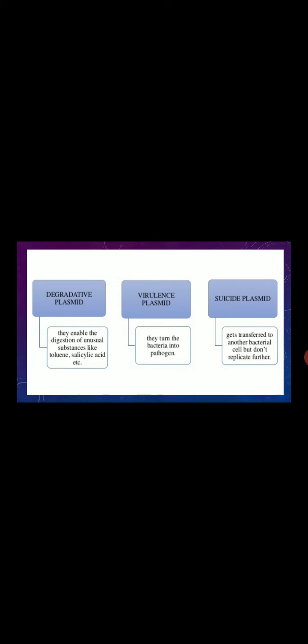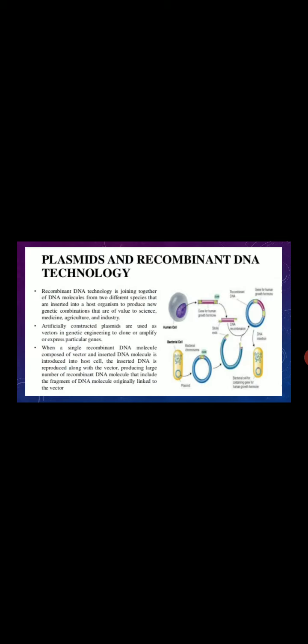A degradative plasmid enables the digestion of unusual substances like toluene, salicylic acid, etc. Then virulence plasmid, the plasmid which turns the bacteria into a pathogen. And the suicide plasmid: the plasmid gets transferred to another bacterial cell but does not replicate further in that particular bacterial cell, and is called a suicide plasmid.